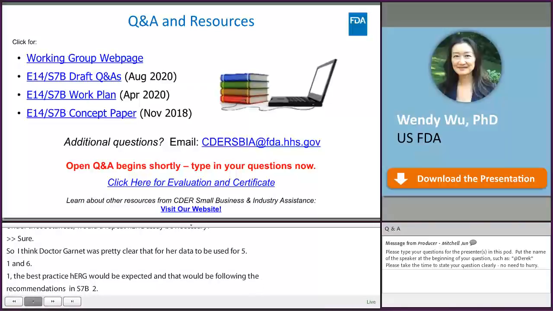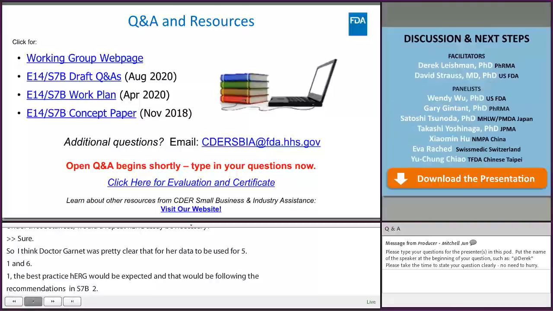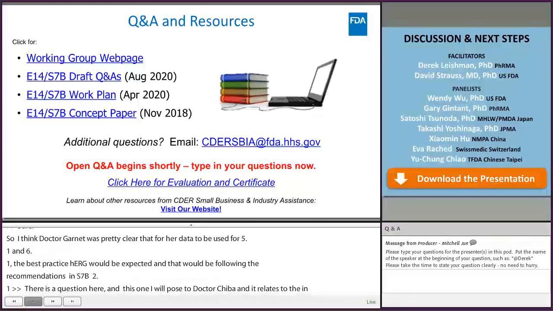Thank you. So there's a question here, and this one I will pose to Dr. Chiba, and it relates to the in vivo study and its formulation verification. I guess people are just trying to clarify, given the requirements for concentration verification in vitro, they're asking about the formulation analysis for the in vivo study. So is formulation analysis sufficient to show the animals were correctly dosed?